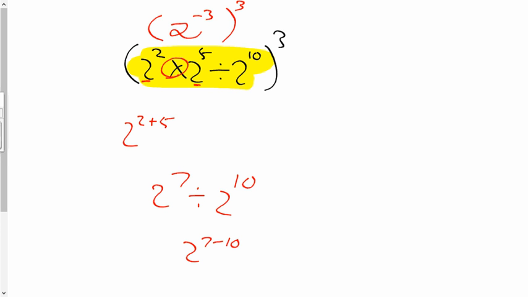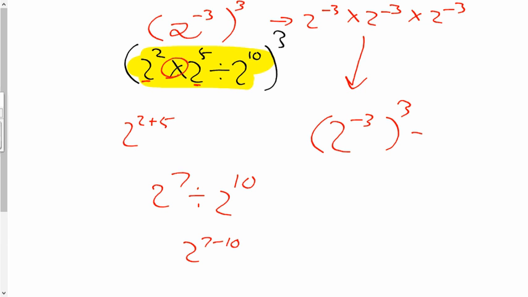And what happens when you have a power to an exponent? What's the law say? You can think of it like this: 2 to the -3 times 2 to the -3 times 2 to the -3. Or a more appropriate way is keep the power and multiply your exponents. So your final answer is going to be 2 to the -9 as a power.